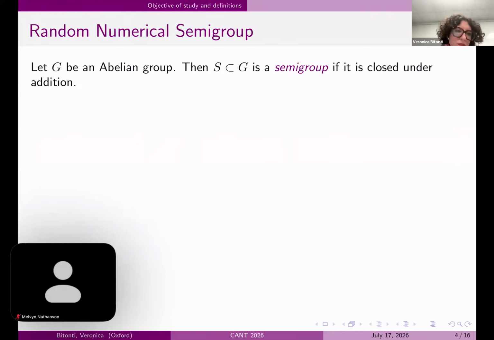As more or less everyone knows what a semigroup is, but to be all on the same page, if we are working with an abelian group G, then we say that a semigroup is simply a subset of our group which is also closed under addition. So easy examples would be the natural numbers, the even numbers, but the odd numbers are obviously not a semigroup because they're not closed under addition.